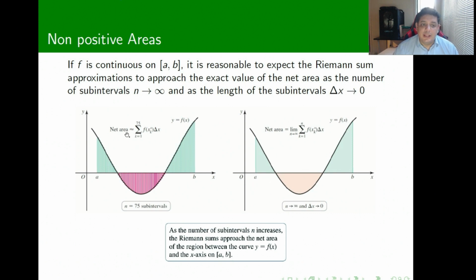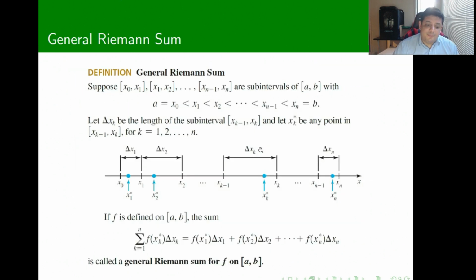Now, if f is a continuous function, it's very reasonable to expect that the Riemann sum approximations are going to approach the exact value of the net area. And as the number of subintervals goes to infinity, the length of the subintervals goes to 0, and this approximation pretty much gives me the area. So the limit of that Riemann sum is going to give me the area.